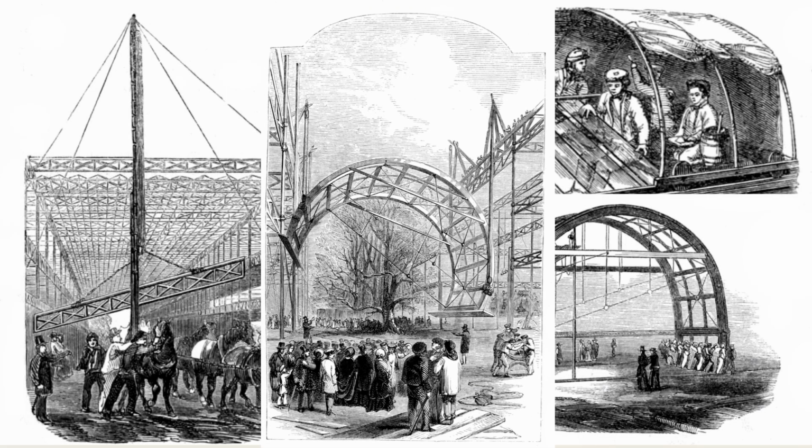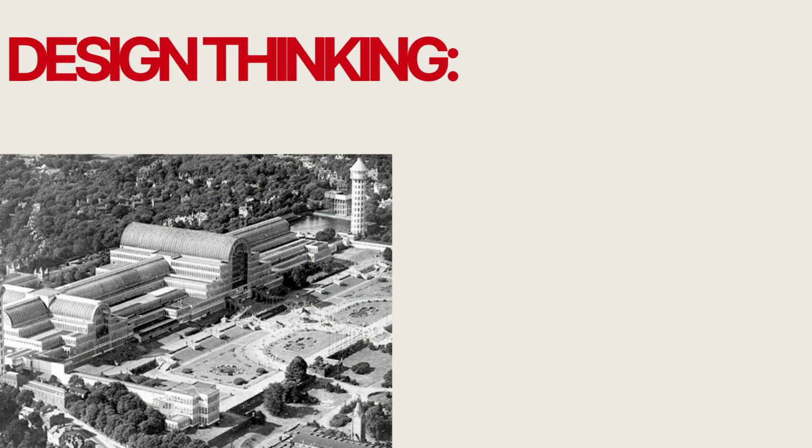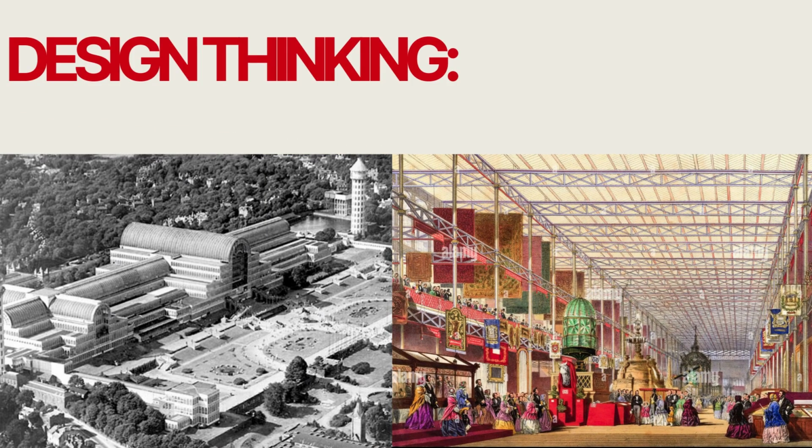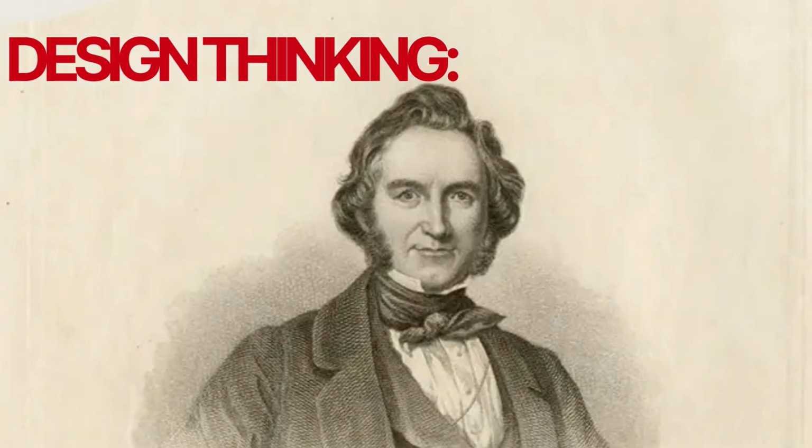To better explain and frame Paxton's design thinking, we will break it down into three sections. First up is volume. The palace created immense open internal volume with an unprecedented amount of natural light, whereas conventionally, architecture created volume with heavy, solid mass. Paxton's design approach was to create a building that was almost pure, filled with light-filled space.